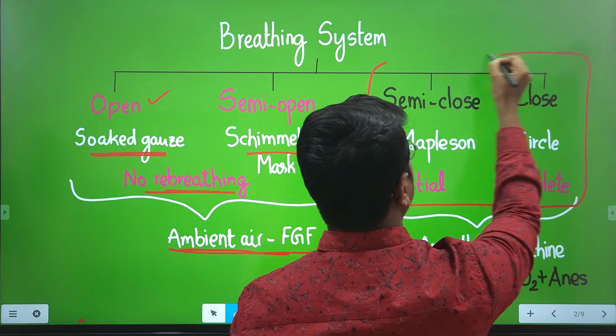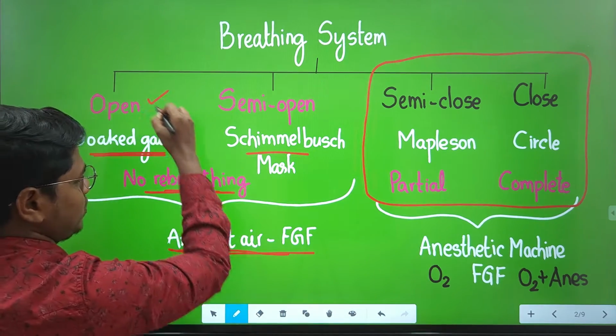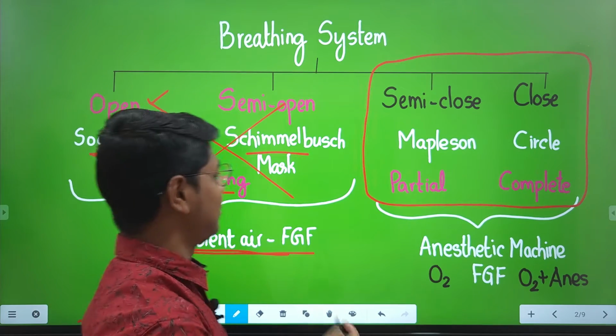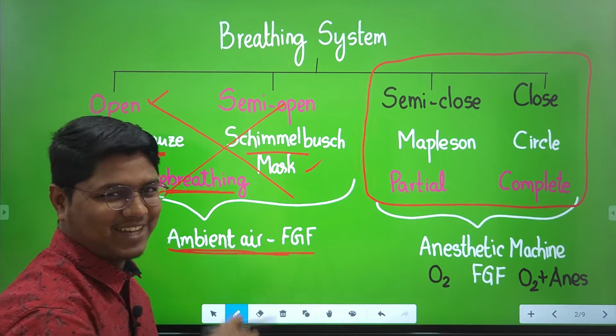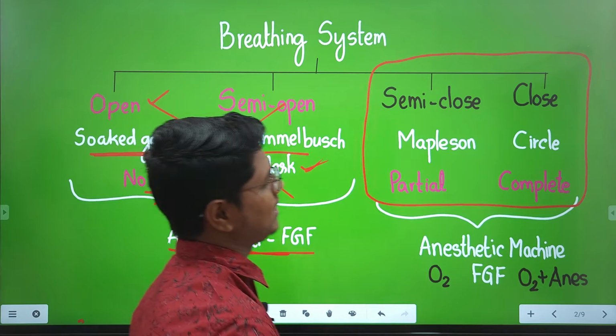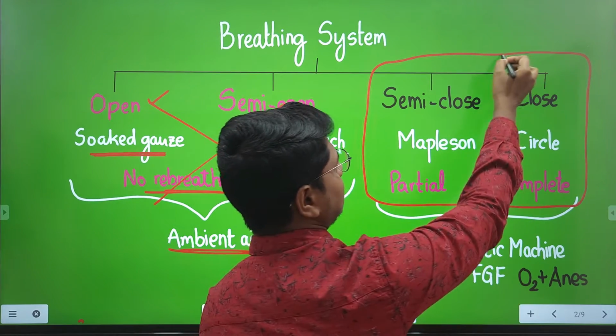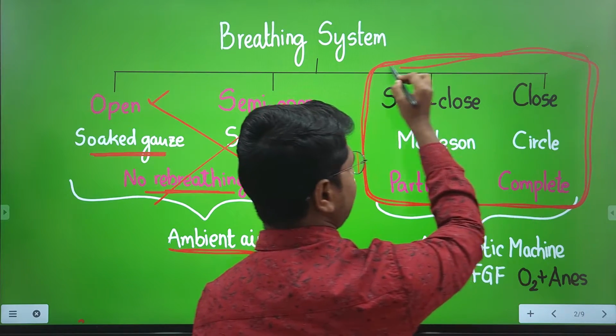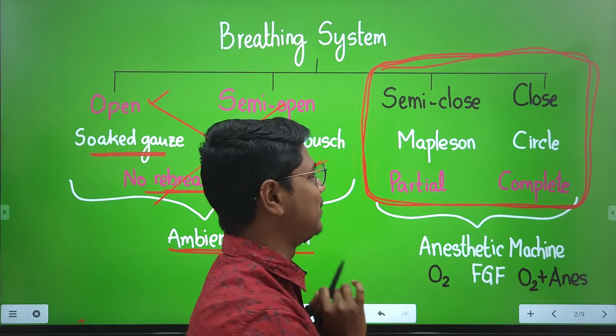The semi-closed and closed system. This is not used in humans, nor in animals. This is used for kidnapping. In movies you will find use of this one for kidnapping. But from a practical or anesthesiology point of view, these two systems are very important, and watch carefully.